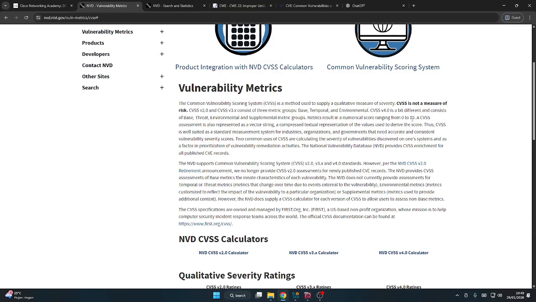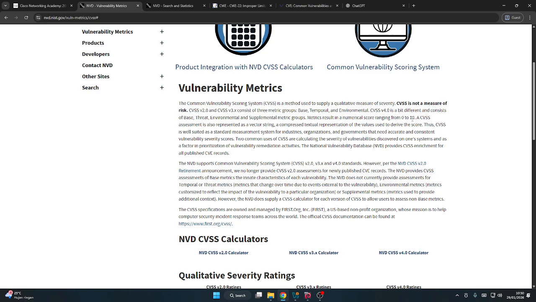CVSS v2.0 and CVSS v3 consist of three metric groups: base, temporal, and environmental. And CVSS 4 is a bit different and consists of base, threat, environmental, and supplemental metric groups. The metrics result in a numerical score ranging from 0 to 10.